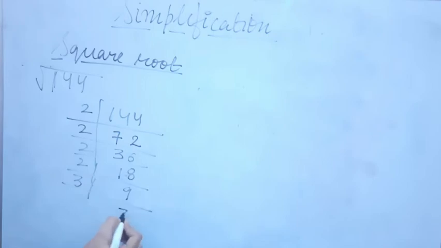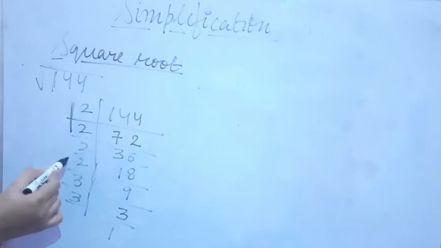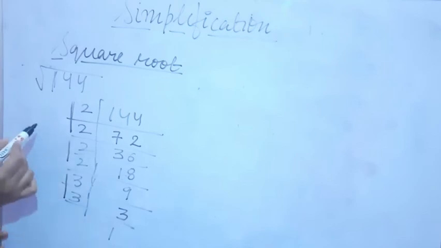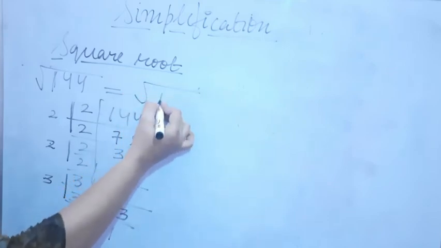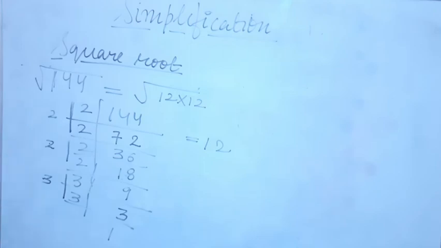Then 9 does not come in the table of 2. So 3 3s are 9 and 3 1s are 3. So now we have to make pairs of 2. We have to make pairs. In one pair only 2 numbers come. We all know that. So 1 pair, 2 pair and then 3 pair. Now we have to consider it as only 1 2, 2 and then only 1 3. 2 2s are 4, 4 3s are 12. That means 144 is obtained by multiplying 12 two times. So we can say that the square root of 144 is 12.